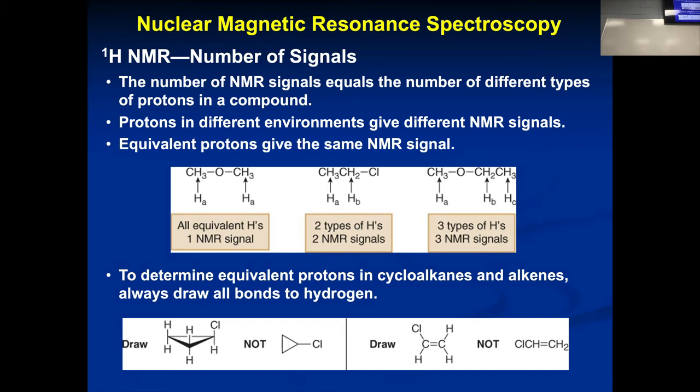If I flip it around, and I didn't show you that I flipped it around, you couldn't tell the difference, could you? So that means that these protons and these protons are in identical environments. So I'm going to see 1 peak. Okay? 1 and only 1 peak.